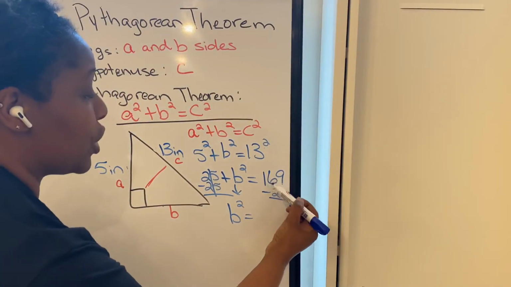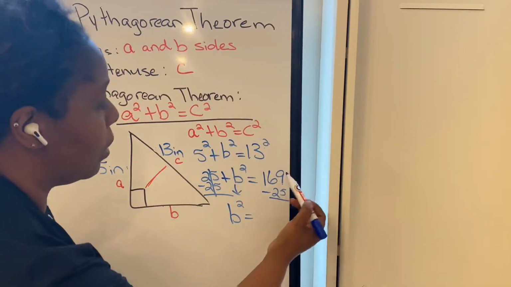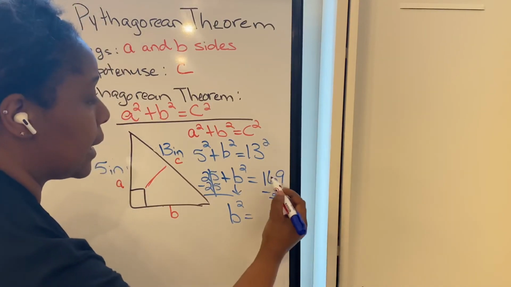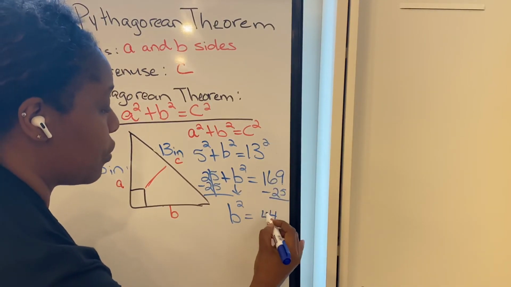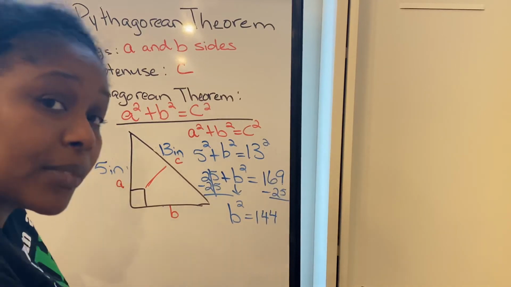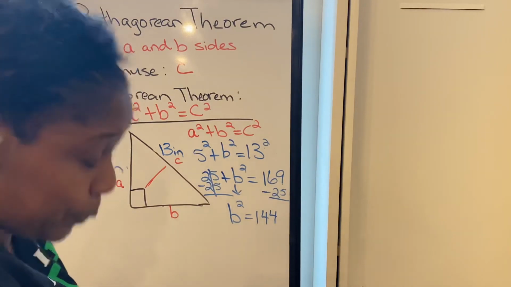So then I do 169 minus 25. Well, 9 take away 5 gives me 4. 6 take away 2 gives me another 4. And 1 minus nothing is just 1. Am I done? I hope you said no.